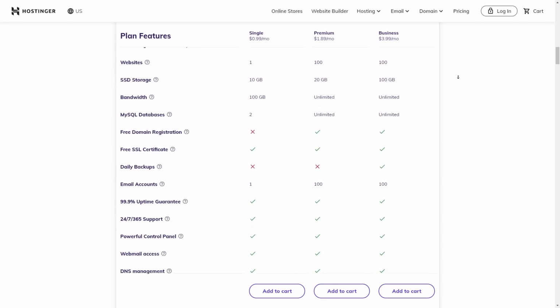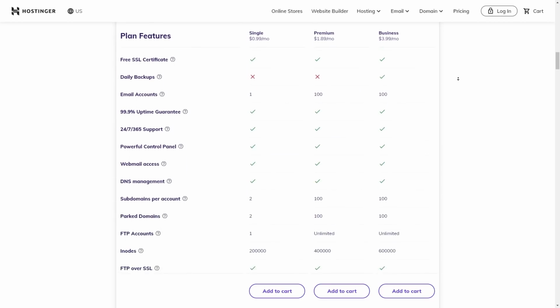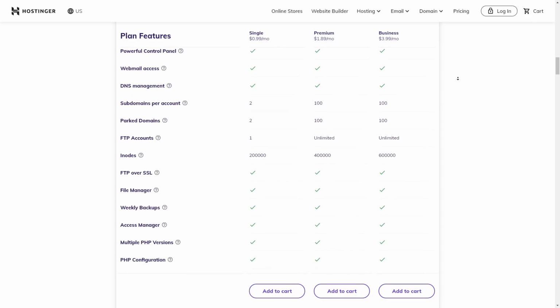Now, when companies offer tiered packages, something that's pretty standard, of course, is that the features and added value are going to increase as you ascend up that ladder.